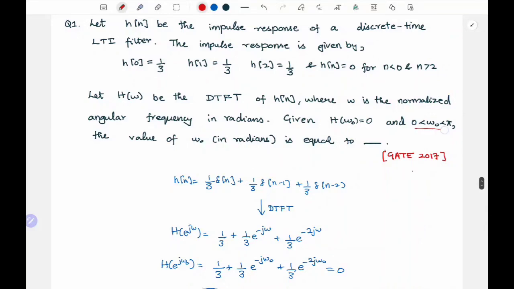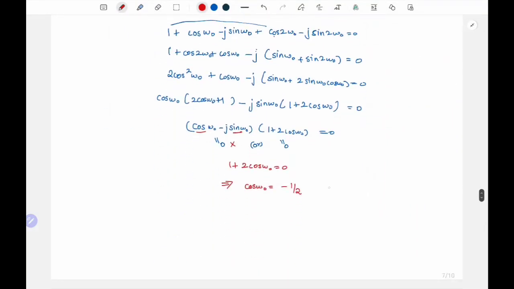And I need my omega naught between 0 and pi. So 0 less than omega naught less than pi. And I know in the first quadrant, my cos is positive, and only in the second quadrant, my cos is negative. So it should lie in the second quadrant. So I can also write it as cos of pi minus omega naught equal to minus 1 by 2.